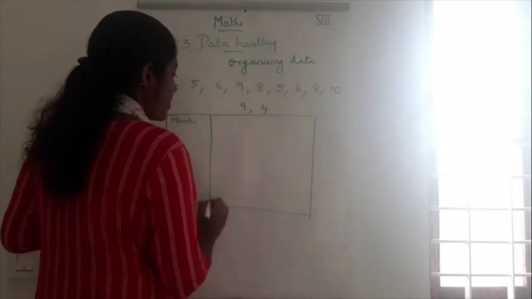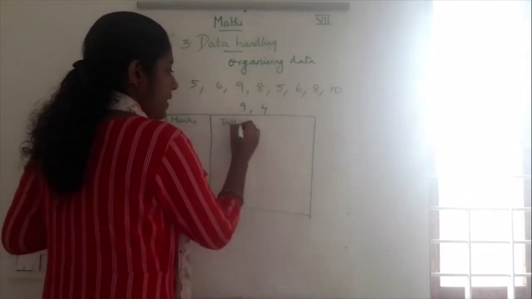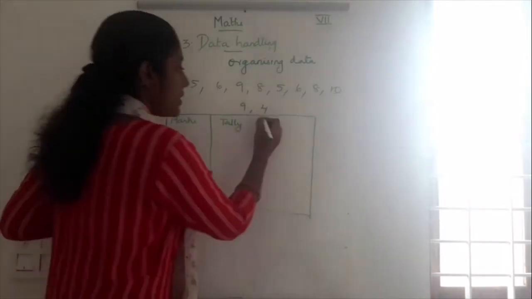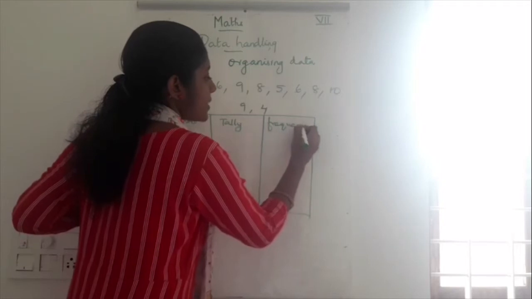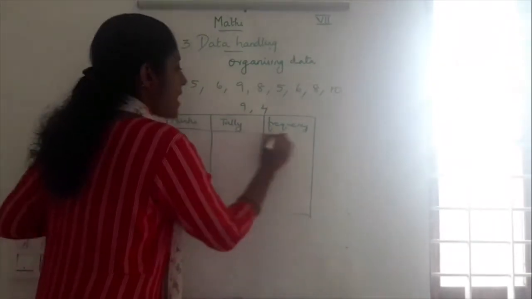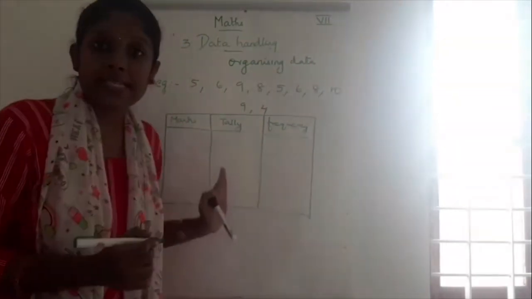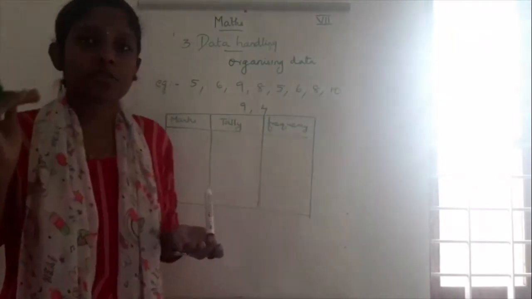In the second column we are going to write tally. I will explain what is tally for you. Then we are going to write frequency. Okay. So here we are first going to write the marks. Here marks we are arranging in ascending order, that is from the smaller number to the greater number.